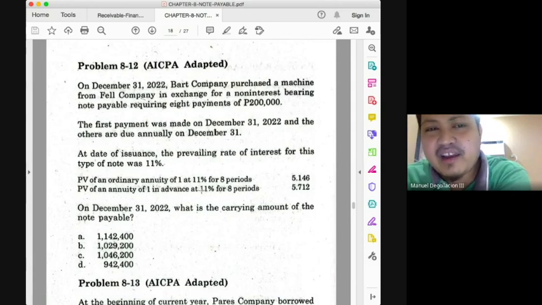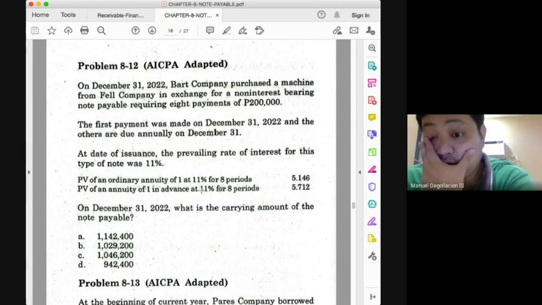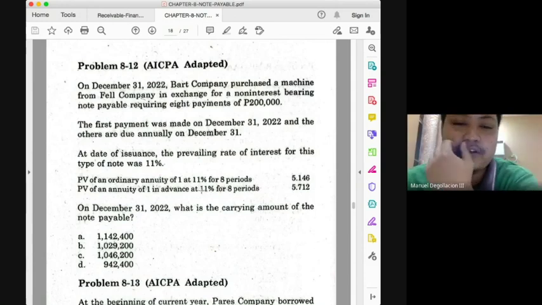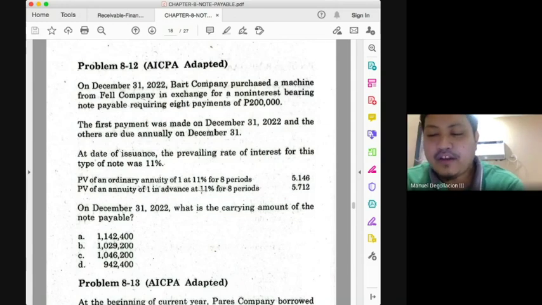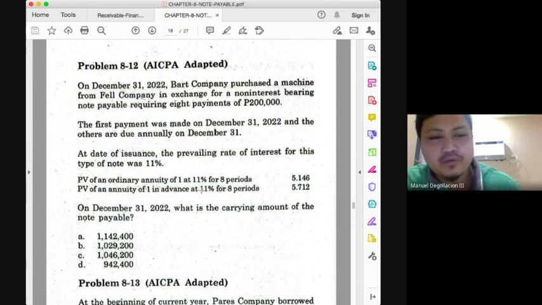Okay, so in reality, we were not able to get a loan for 200,000 because on the very first day, we will already have to pay 200,000. So in this case, we will be using the annuity in advance factor. Okay, so 5.712 multiplied by 200,000, and we will have 1,142,400.